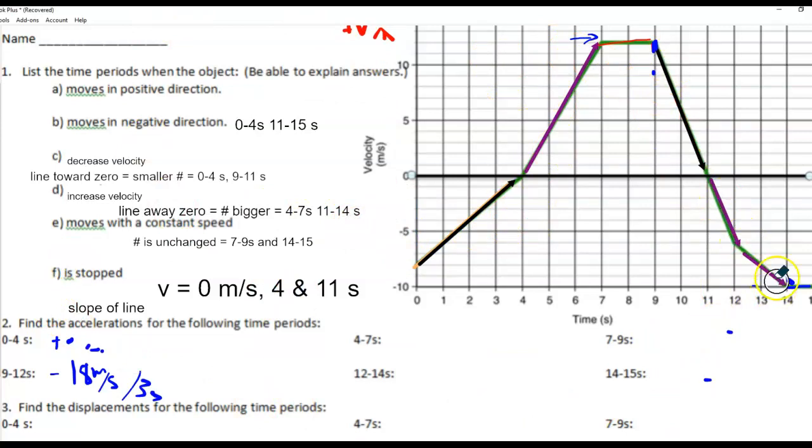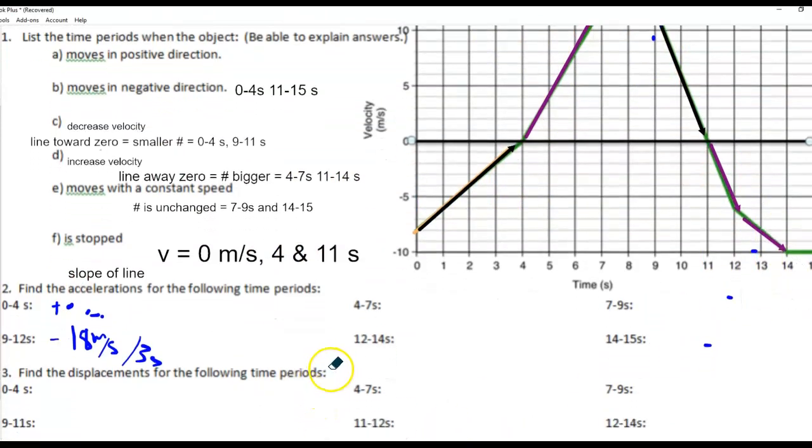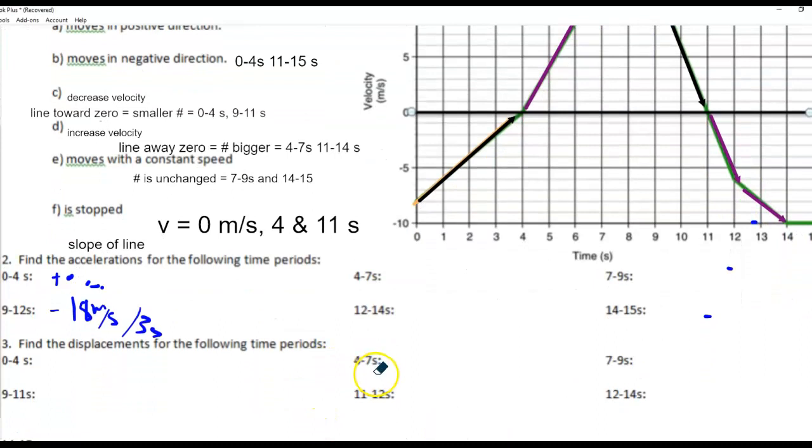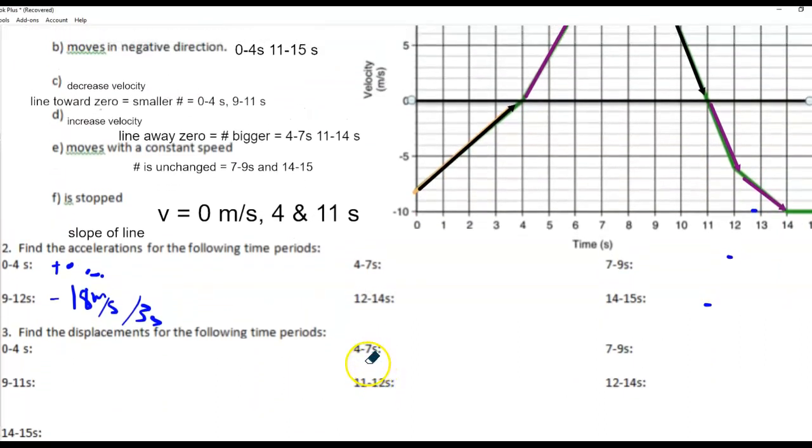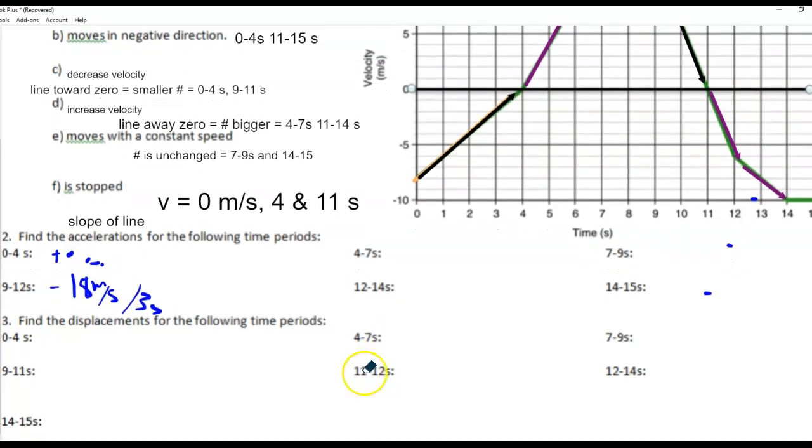Alright, so the last section that we're about to calculate is the displacement for each of these time intervals. So for the displacements, you've got to find the areas between the line and the horizontal x-axis. So I'm going to use the crayon feature and color in some shapes. The first one I'm going to do is from 0 to 4. So it's that purplish triangle that we're figuring out.